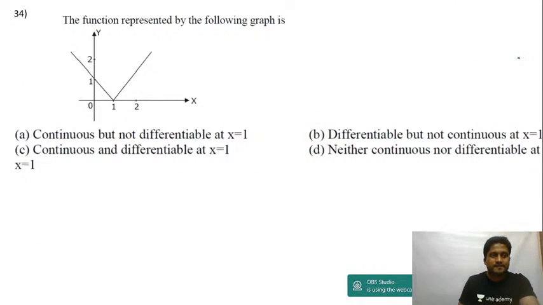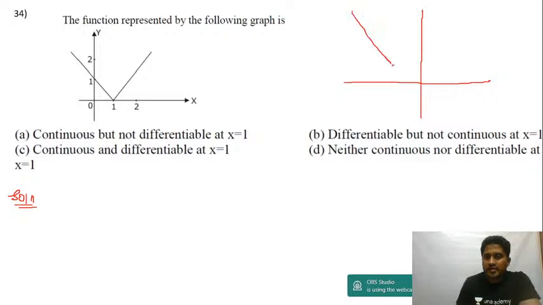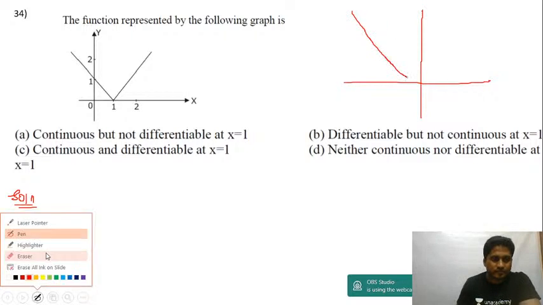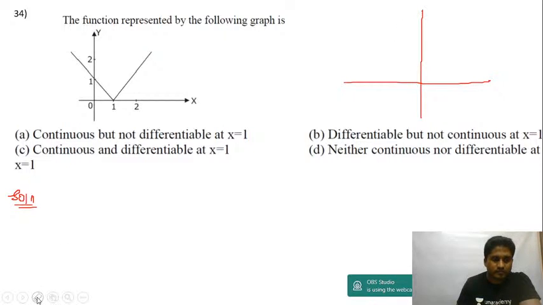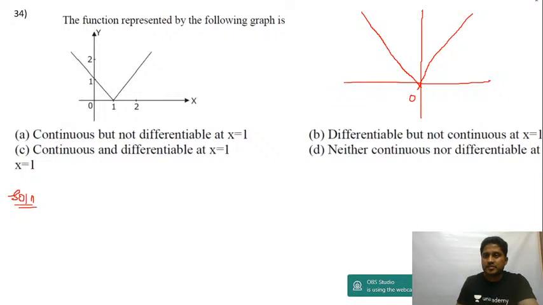Let's move to the next question. The function represented by the graph. Okay, we all know this, guys. Whenever you have f of x is equal to mod x, you get a sharp edge at 0. Modulus of x, you get a sharp edge at 0. It's a V-shaped graph and you get a sharp edge at 0. This is y is equal to x and this line is y is equal to minus x.